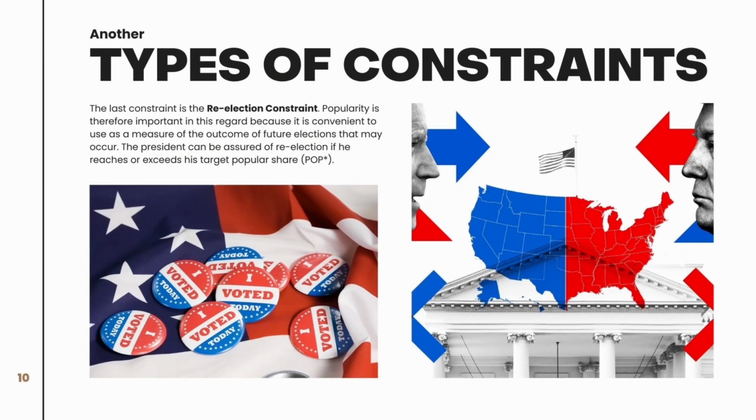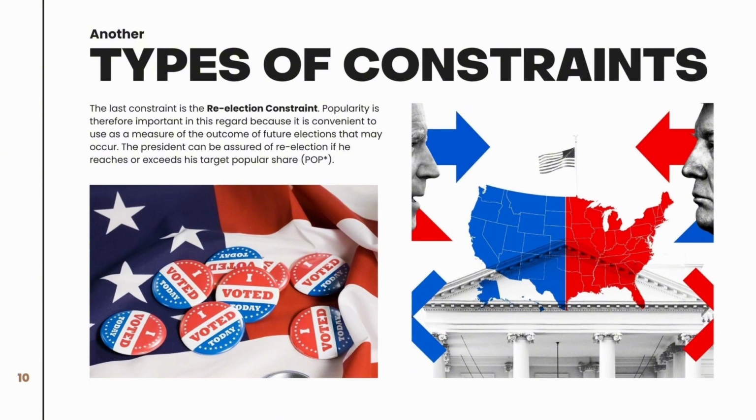The last constraint is the re-election constraint. In the framework of politics, the most important constraint on government behavior is that politicians want to stay in power. This is because they can only do things while they remain in office. Popularity is therefore important in this regard because it is convenient to use as a measure of the outcome of a future election that may occur. So it is assumed that the president can be assured of re-election if he reaches or exceeds his target popularity share, or pop star.